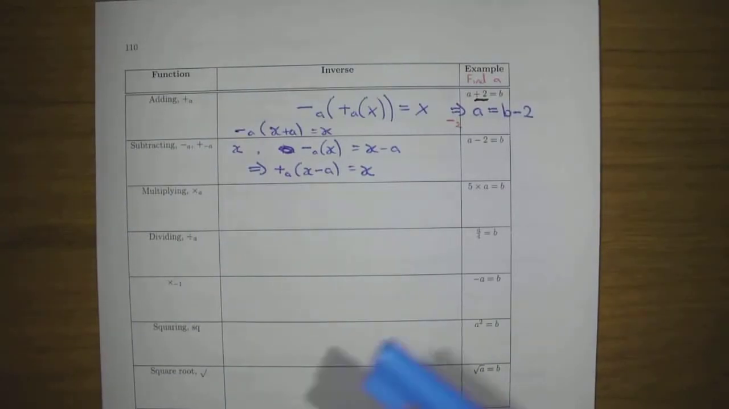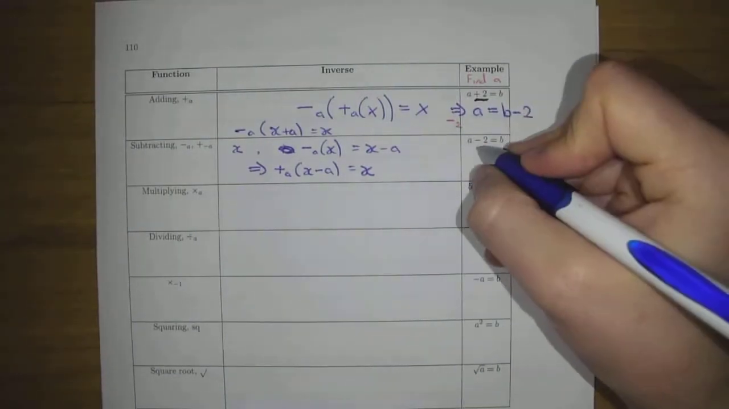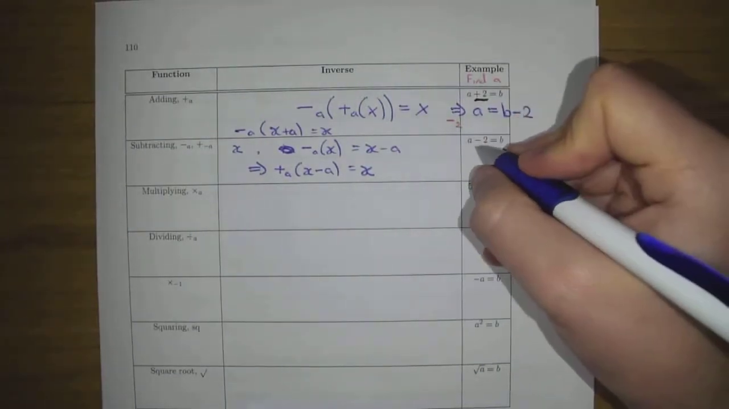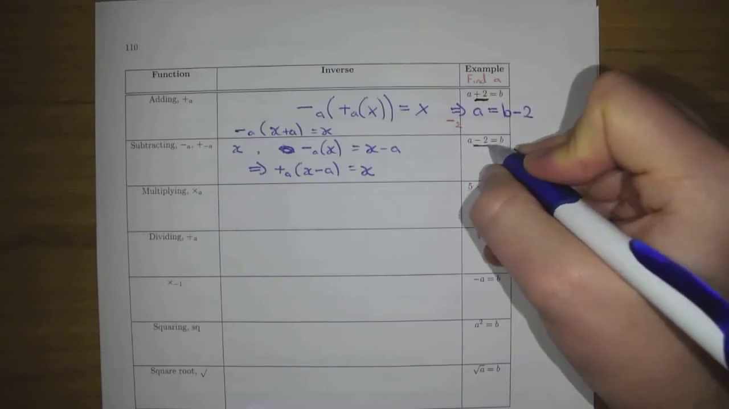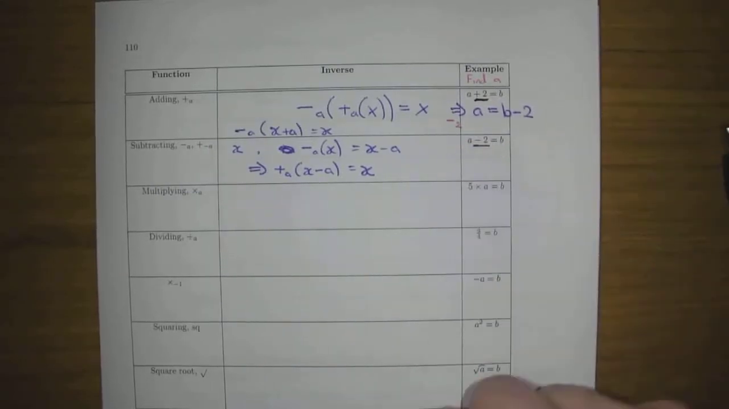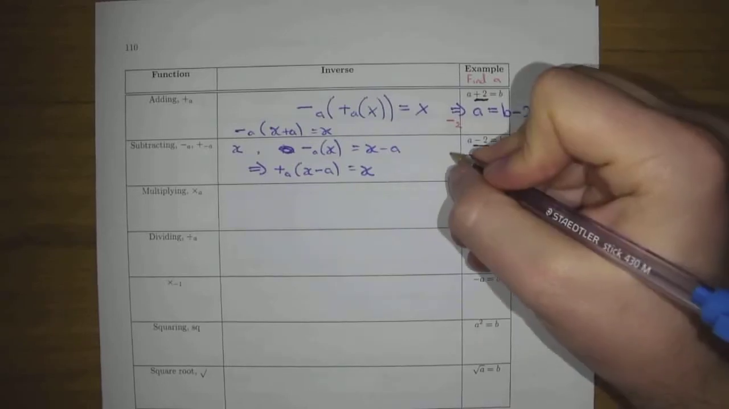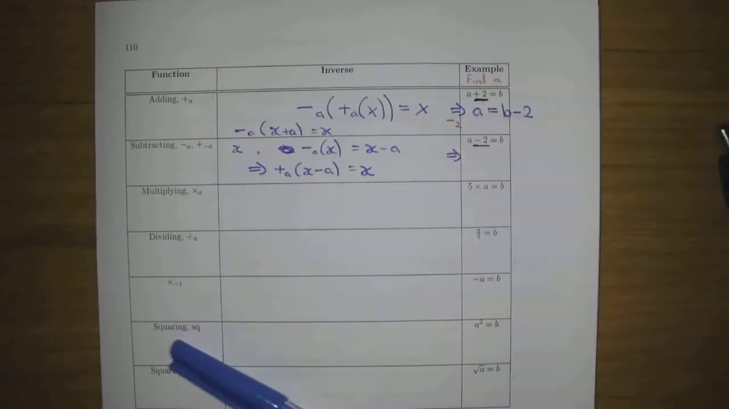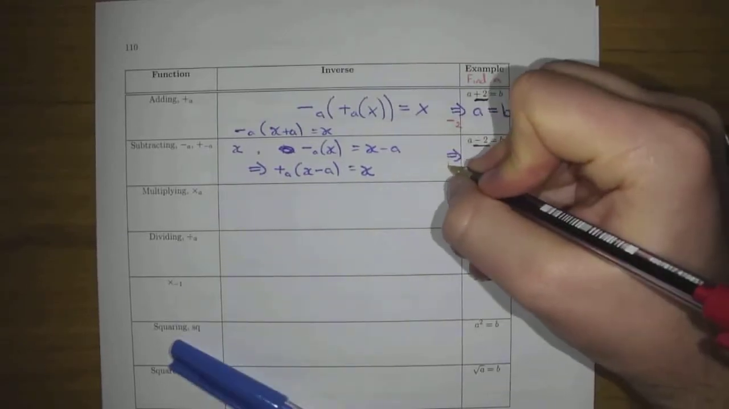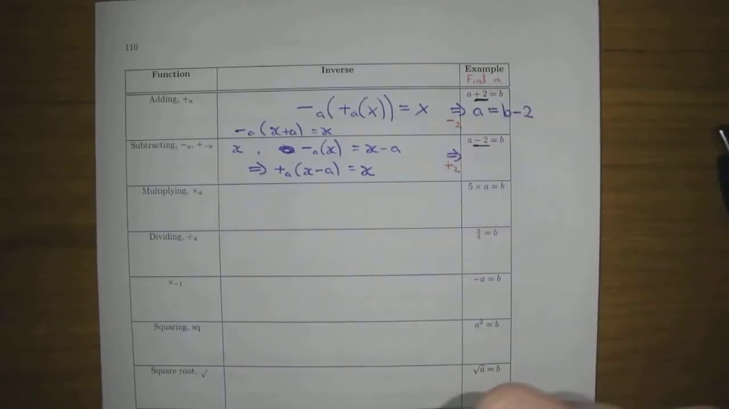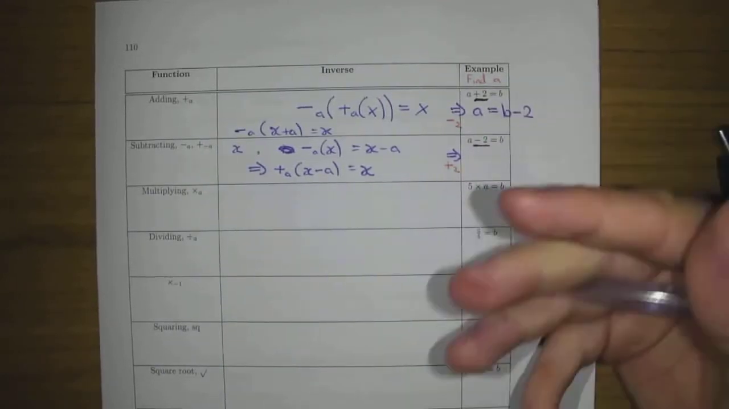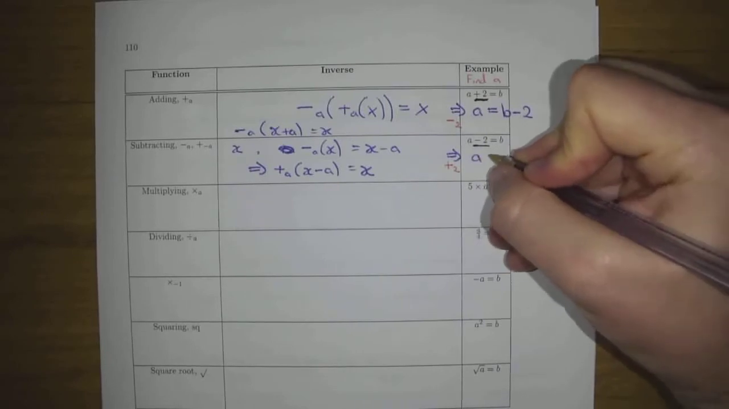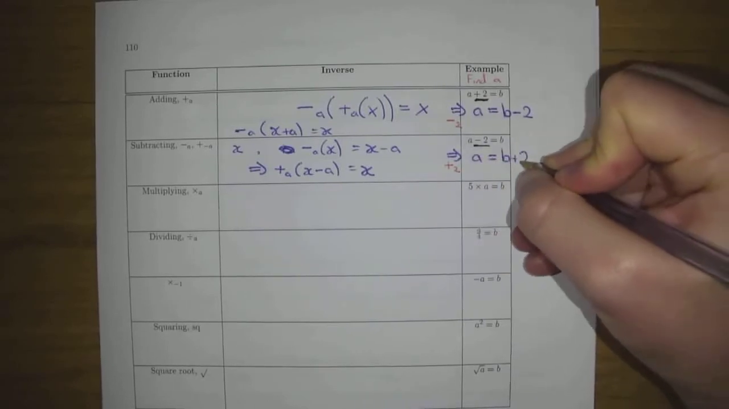So here, if you're looking for a, you identify what you want to get rid of. To get a on its own, this minus 2. What function has been applied there? The minus 2 function. What is the inverse of the minus 2 function? It's plus 2. So apply that function to both sides. The plus 2 gets rid of the minus 2, so you just have a, and you're left with a is equal to b plus 2.